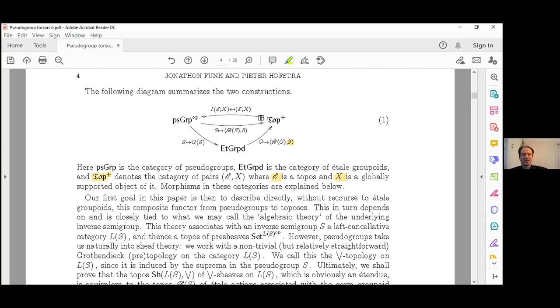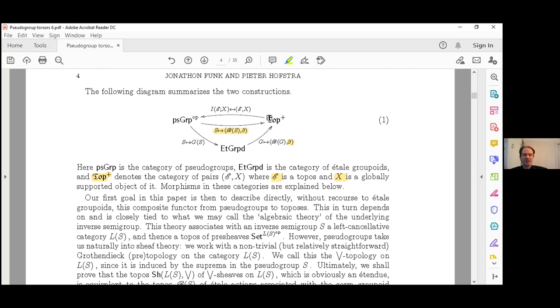Anyway, the main point I'm trying to make about this diagram 1 is that here we have this passage from pseudogroups into coordinatized toposes. We want to understand it independently of etale groupoids. In other words, we want to take this out. We want to simply, from a pseudogroup, pass to its topos, thinking that S is somehow a site or a prescription for that topos. And in doing so, we would like to understand morphisms very, very carefully.